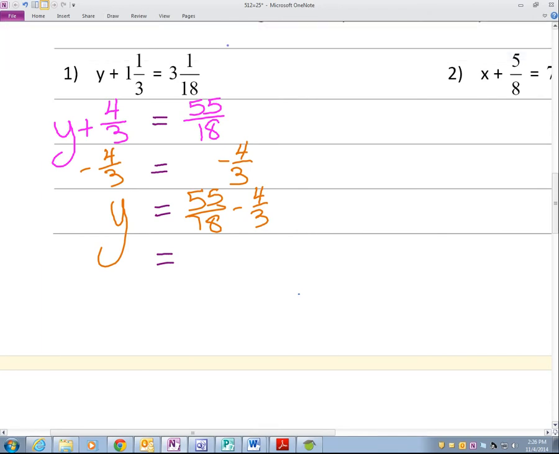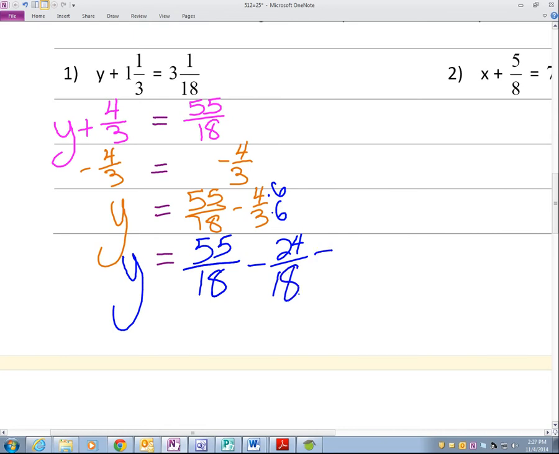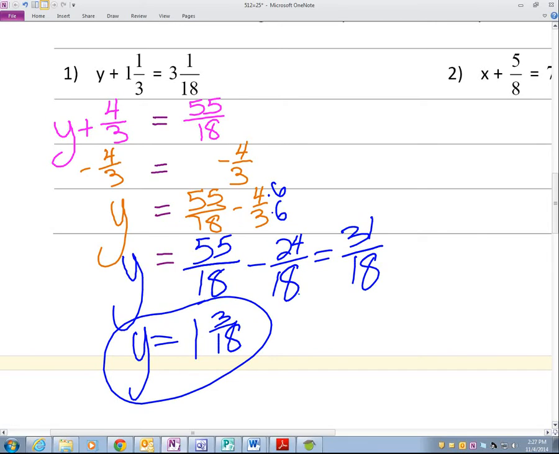You have to do the back, except for 3, 4, 7, and 9. So to get that to be 18, I have to multiply this by 6. I'm going to multiply that by 6 as well. So now I have y equals 55 over 18 minus 24 over 18. Now I have common denominators, and now I can run with it. So that leaves me with 31 over 18, which simplifies to 1 and 3/18.